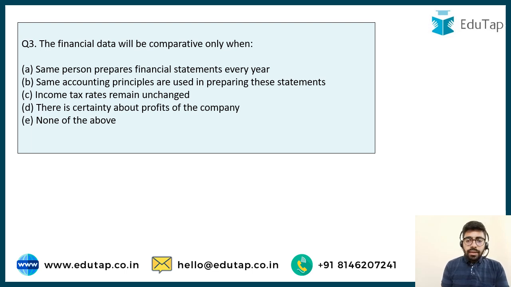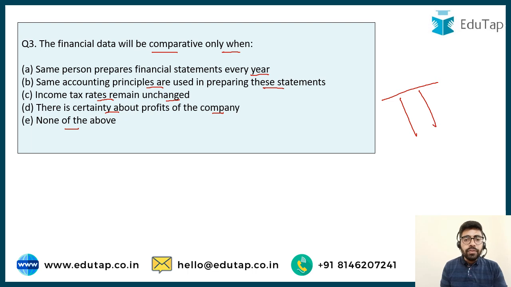Now the next question is: the financial data will be comparative only when the same person prepares financial statements every year, the same accounting principles are used in preparing these statements, income tax rates remain unchanged, there is certainty about profits of the company, or none of the above. We have to make sure that the financial data is comparative, so we can compare the figures of the current year with the previous year. This is only possible when which of the following is true? This is what you have to identify here.